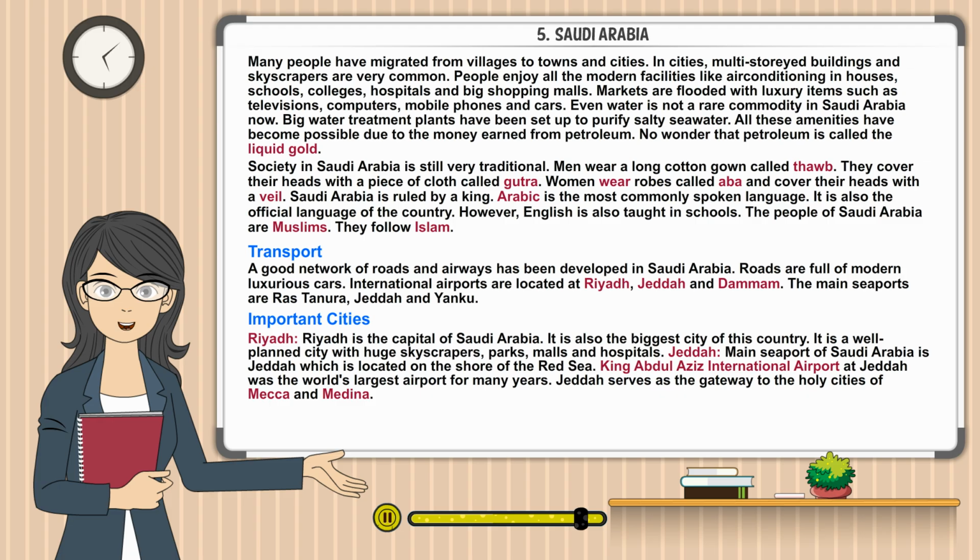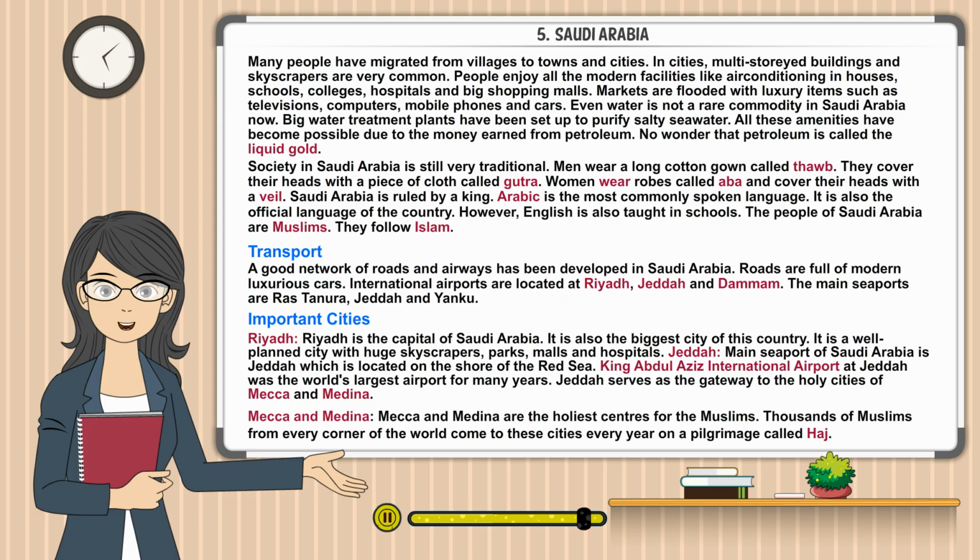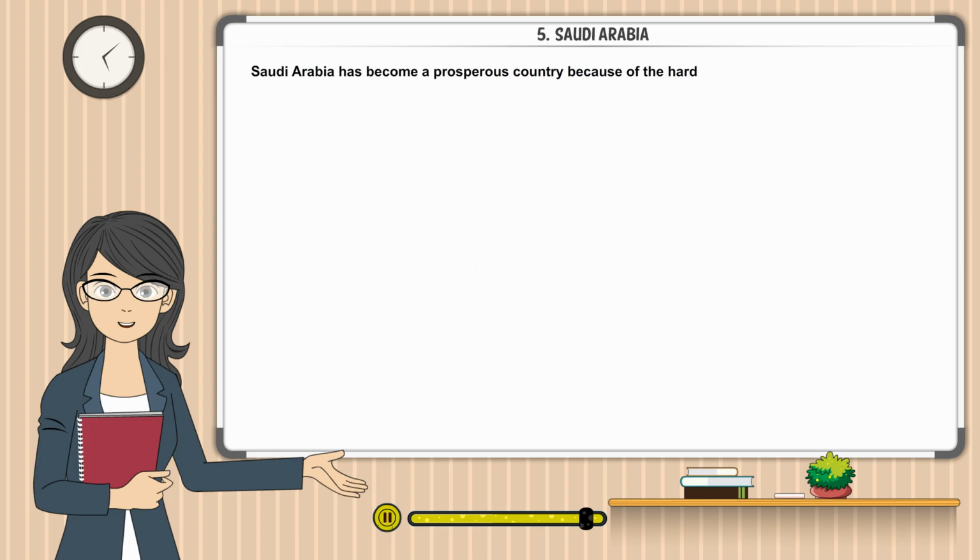Mecca and Medina. Mecca and Medina are the holiest centers for the Muslims. Thousands of Muslims from every corner of the world come to these cities every year on a pilgrimage called Hajj. Saudi Arabia has become a prosperous country because of the hard work of the people and proper utilization of natural resources.